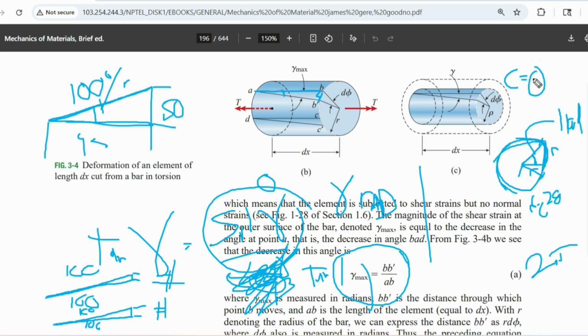So you're gonna have the angle times the radius. The angle is gonna be 2 pi, and then the radius is r. So circumference is 2 pi r.